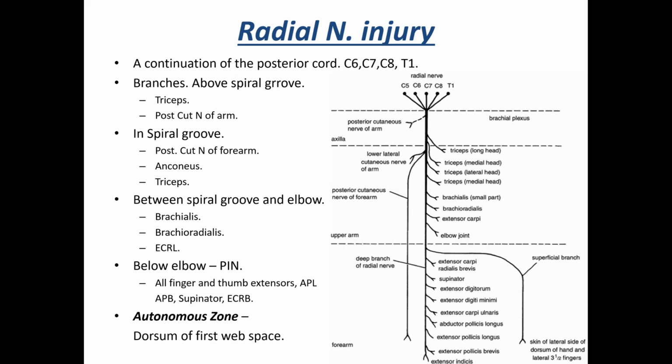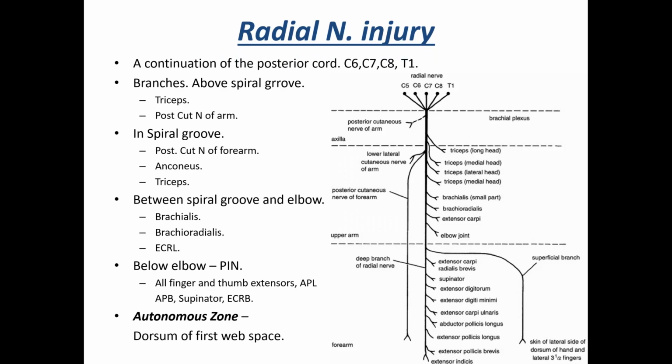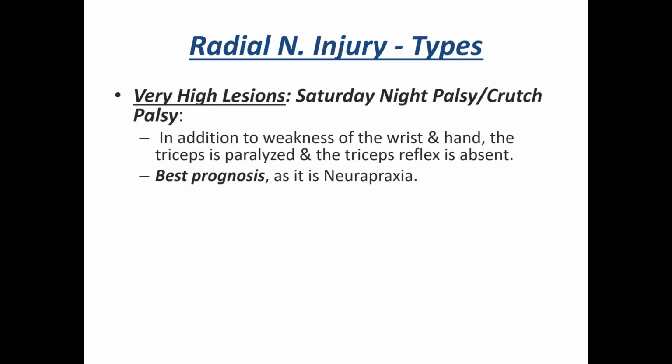Okay. Now, what are the various types of radial nerve injury? Radial nerve gives many branches along its course, and depending upon where the injury is occurring and which group of muscles are getting paralyzed, you can have three types of radial nerve injuries.